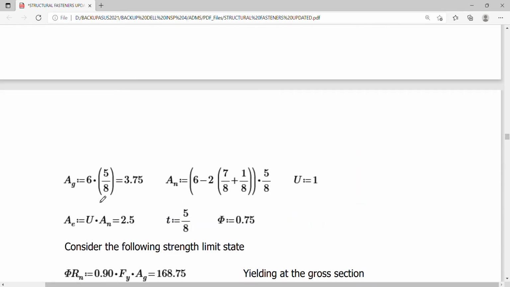Okay, so the gross area is simply the area of the plate. Okay, 6 times 5/8. And then the net area is simply equivalent to 6 minus the reduction. No staggering was included. So we have 2 holes, and the equivalent diameter is 1/8 larger than the diameter of the bolt. So this is 1 inch. Okay, times the thickness. So for the effective area, the shear lag coefficient U is equal to 1, because we have all elements connected. We only have plates.